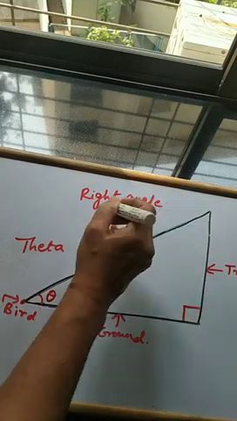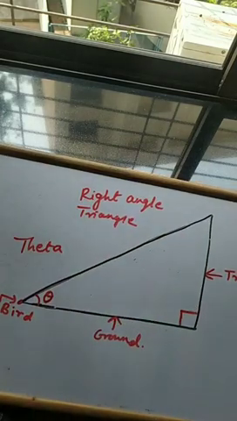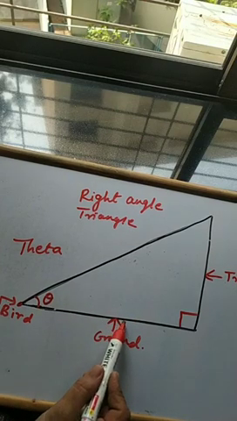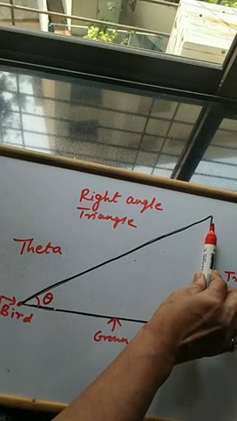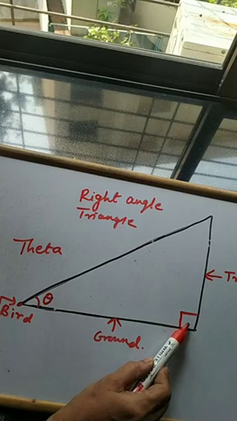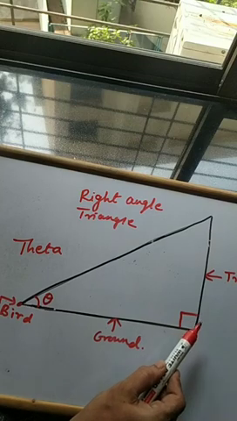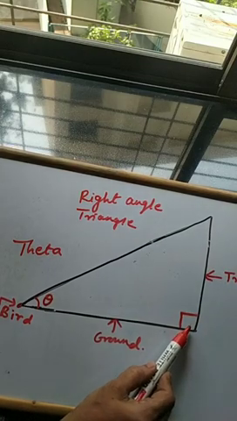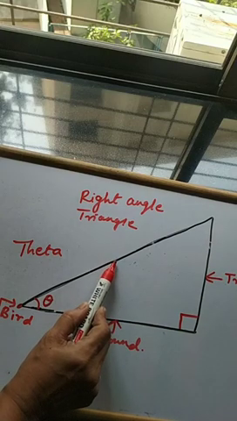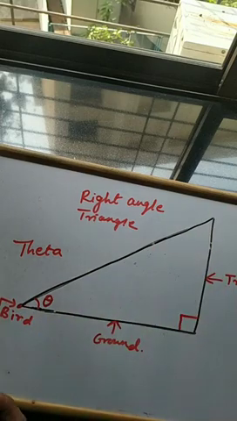And in this right angle triangle, there are three sides. This is one side, that is the ground. This is the other side. And what do you call this side? This is the biggest angle in a right angle triangle, which is 90 degrees. And the side opposite to this biggest angle, that is the right angle, is the biggest side, and that is hypotenuse. So this is a right angle triangle.